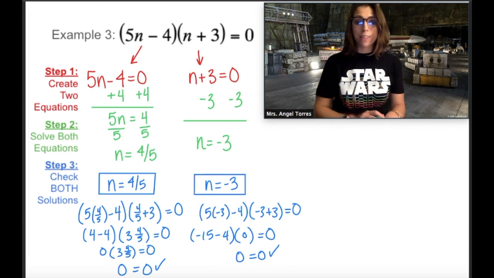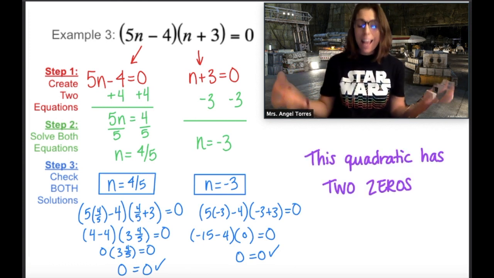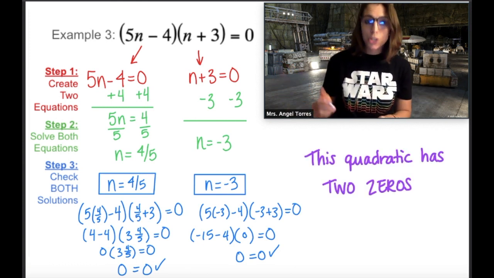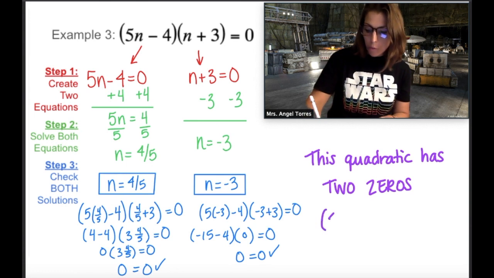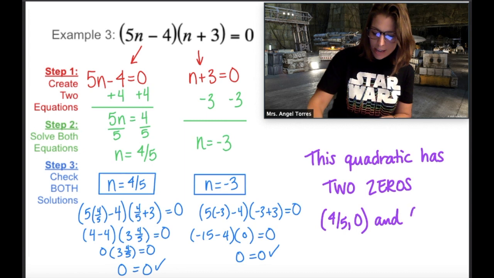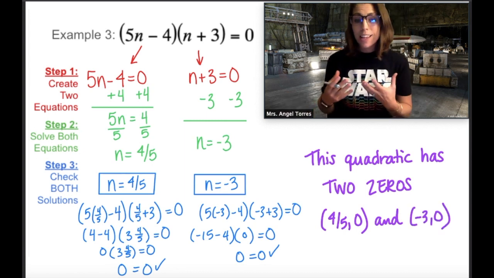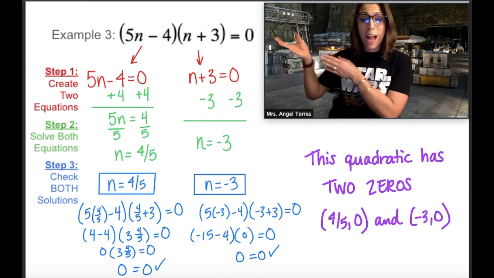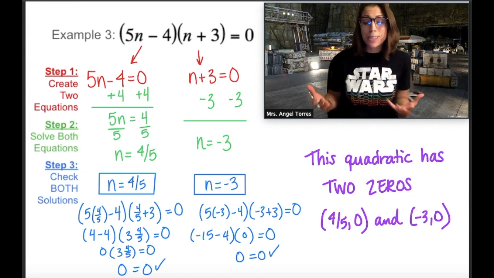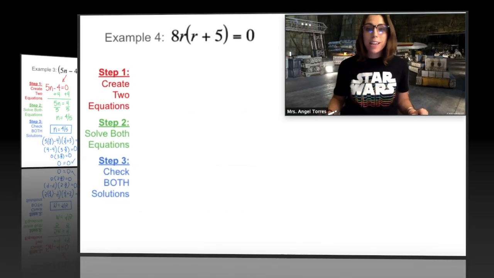So we ask ourselves, what does all of this mean? Unsurprisingly, again, this means that this quadratic has 2 zeros. They are (4/5, 0) and (-3, 0). This is an example of a parabola that would be very hard to graph and find the zeros because one of our zeros is a fraction. That's why solving exists.